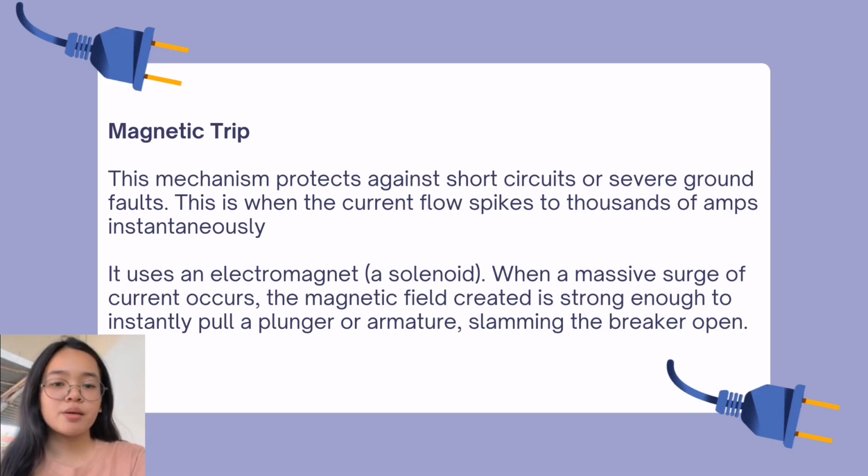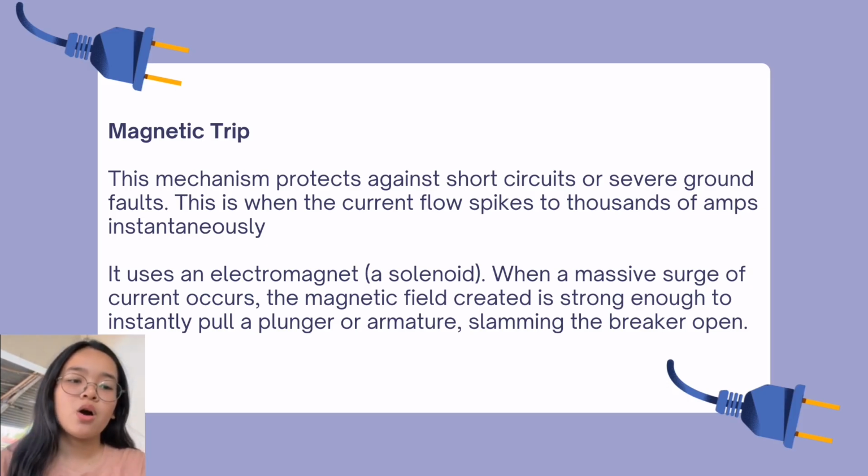Magnetic trip. This mechanism protects against short circuit or severe ground faults. This is when the current flow spikes to thousands of amps instantaneously. It uses an electromagnet, a solenoid, when a massive surge of current occurs. The magnetic field created is strong enough to instantly pull a plunger or armature, slamming the breaker open.